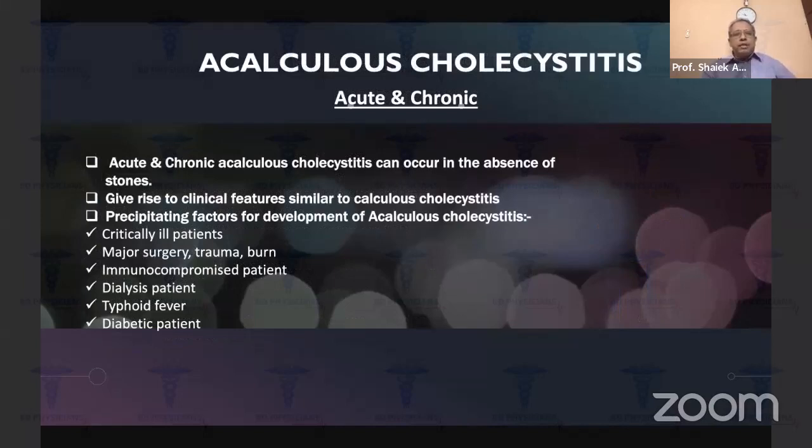Acute cholecystitis, acute and chronic. Acute and chronic acalculous cholecystitis can occur in the absence of stones, giving rise to clinical features similar to calculous cholecystitis. Precipitating factors for development of acalculous cholecystitis: critically ill patients, major surgery, trauma, burn patient, immunocompromised patient, dialysis patient, typhoid fever patient, and diabetic patient. These are the predisposing factors in case of acalculous cholecystitis.